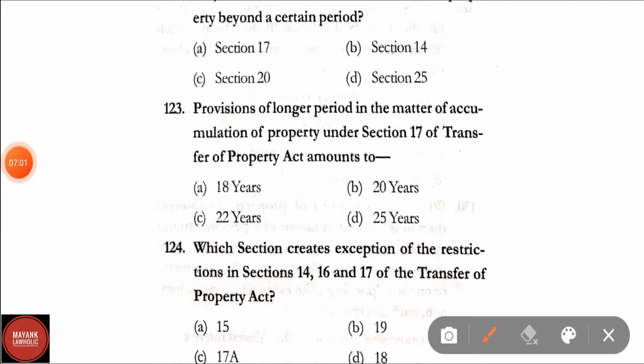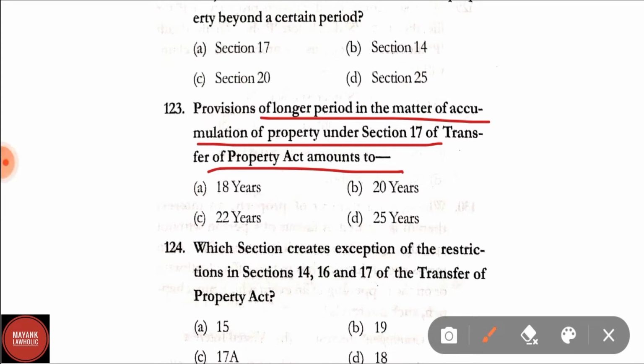Question number 123. Provision of longer period in the matter of accumulation of property under section 17 of Transfer of Property Act amounts to 18 years, 20 years, 22 years, 25 years. Correct answer is option A, that is 18 years.